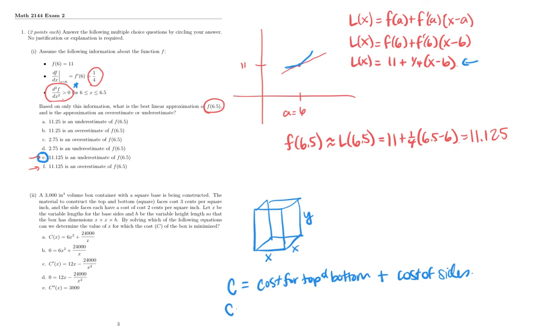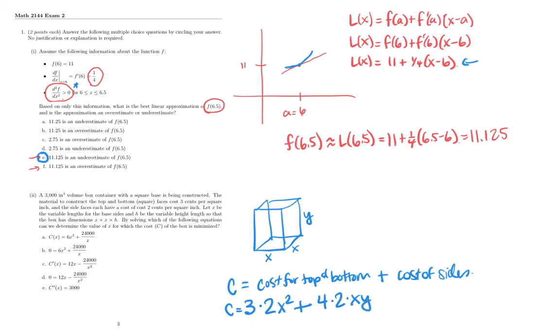Okay, and so the cost of the top and bottom is going to be 3 cents per square inch. And I know the top is x squared and the bottom is x squared. So 3 times 2x squared. Plus, for the sides, I know that they cost 2 cents per square inch. And I have 4 of those. So 4 times 2 cents times x times y.